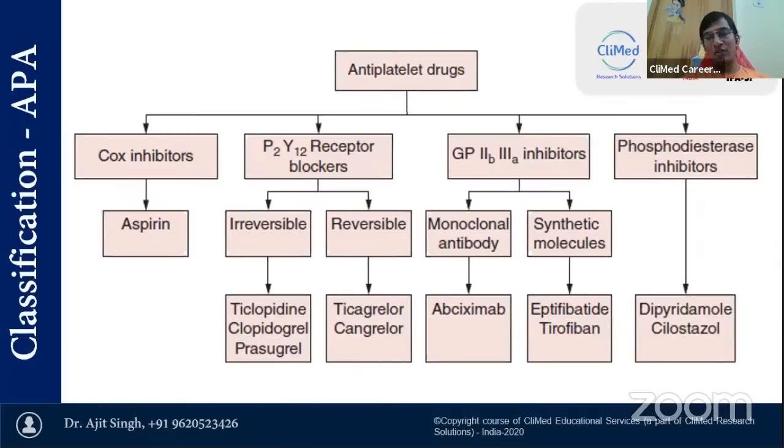These drugs are actually given for acute treatment, or during the procedures of PTCA, or when we need acute prevention of massive platelet aggregation, when there are huge chances of platelet aggregation or platelet activation. In that case we use these GP2b3a inhibitors. I'll give you an example.